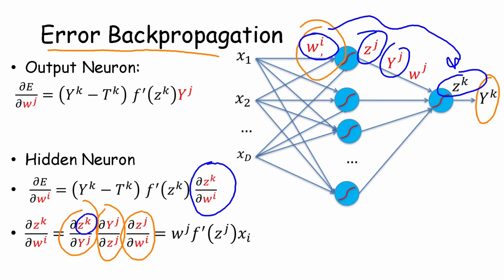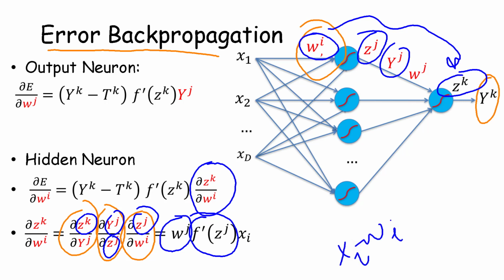Zk is the total input signal of the output neuron, which is equal to the sum of Yj's multiplied by Wj's. So the derivative of Zk with respect to Yj is just the weight Wj. The derivative of Yj with respect to Zj is just the derivative of the activation function for the hidden neuron. Zj is the total activation of the hidden unit, which is just a multiplication of all of its inputs with their respective weights. The derivative of each term in that summation is 0, except for the one containing xi times wi, whose derivative is xi.